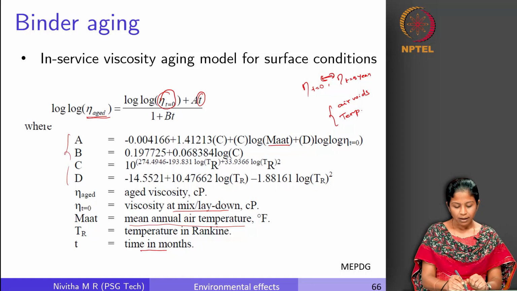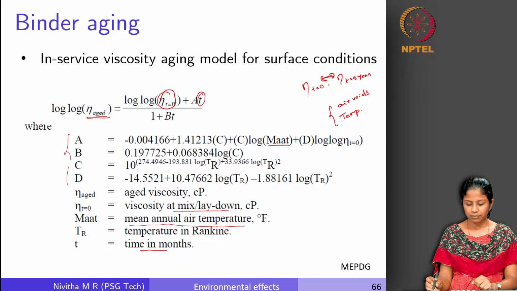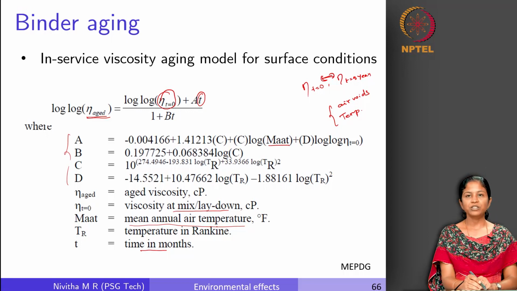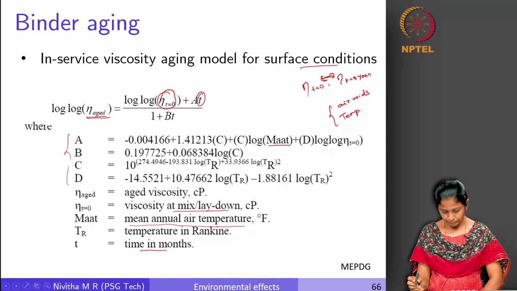So, here the temperature effect is taken into account through these constants, right. So, these are the parameters which are used in determining the viscosity of the aged binder for any given age. So, this is for the surface condition.